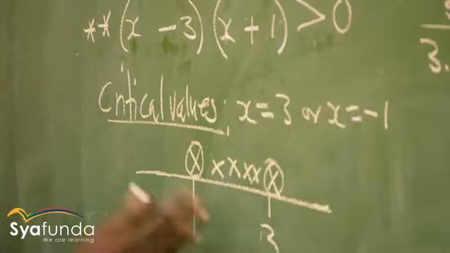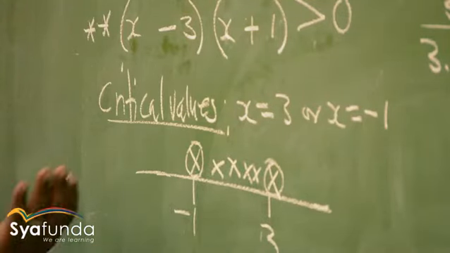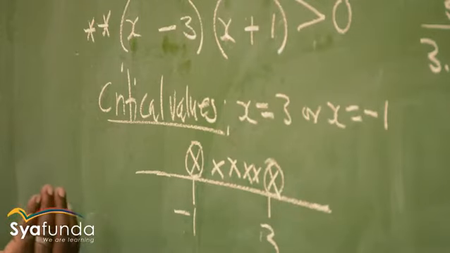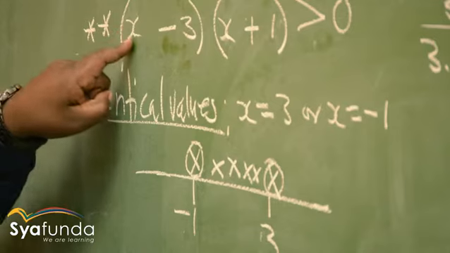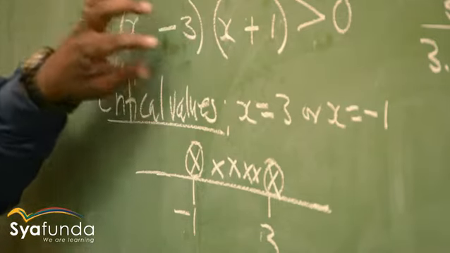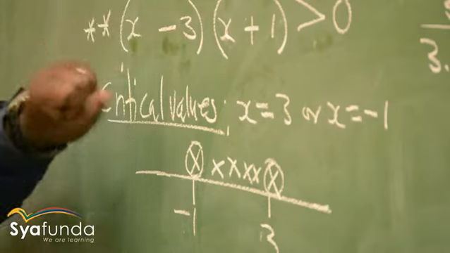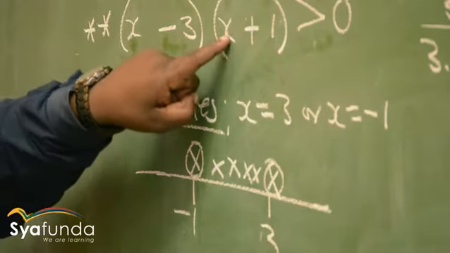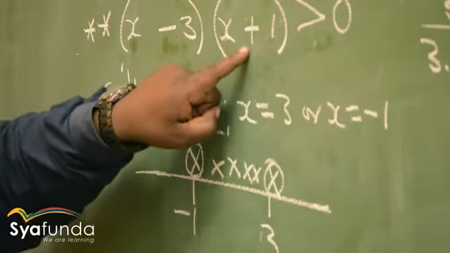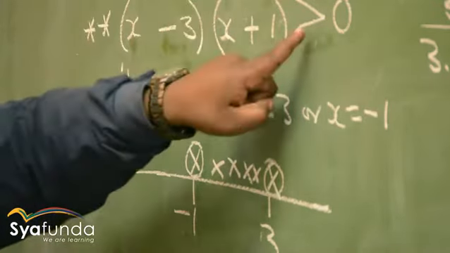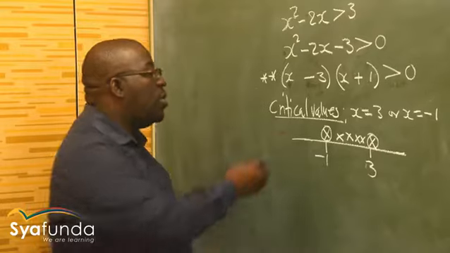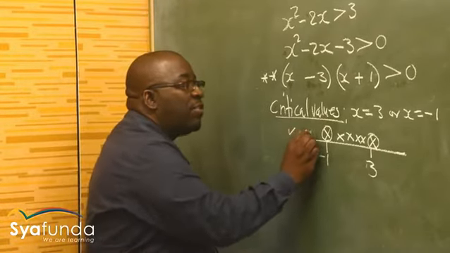Now, let me check the numbers below -1. Any number that you want to use that is below -1, it can be -2, it can be -3, it can be -5. Let's just pick -2 for this particular problem. If I push -2 here, -2 and -3 will give me -5. If I push -2 here, -2 plus 1 will give me -1. So this is negative, this is negative. Negative times negative will give me positive. That's what we're looking for. So the values that are below -1 are part of my solution.